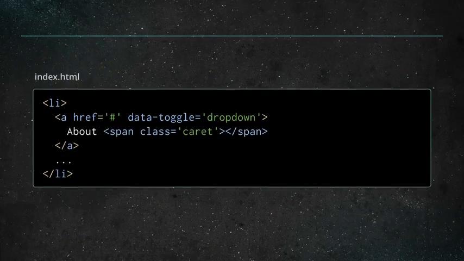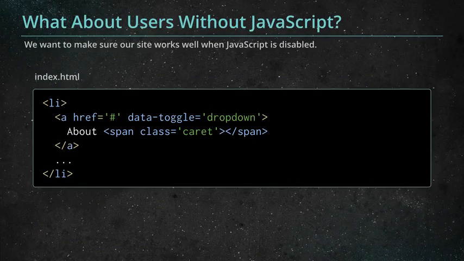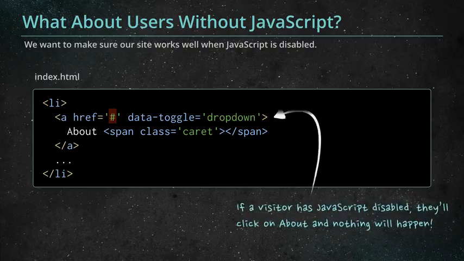How would our drop-down menu work for users that don't have JavaScript enabled? Well, right now, if they click on About, they're not going to see anything. Nothing's going to happen and no drop-down is going to be shown. The page will scroll to the very top due to that hash sign, but our drop-down menu will never be seen.